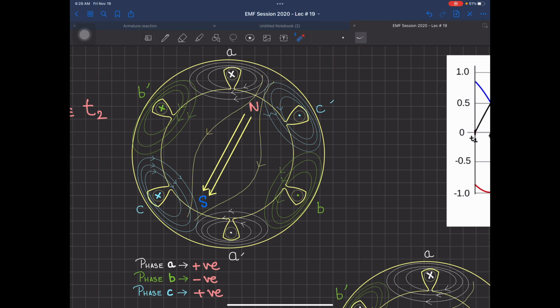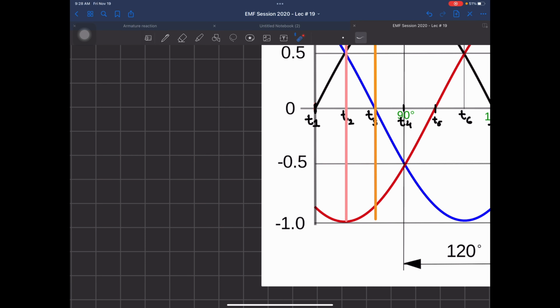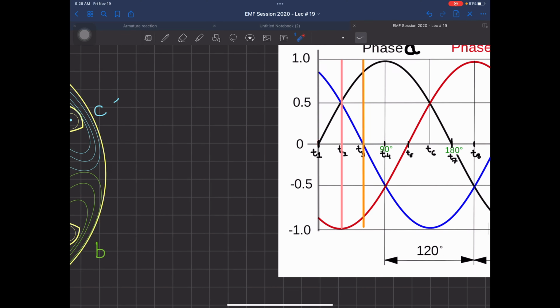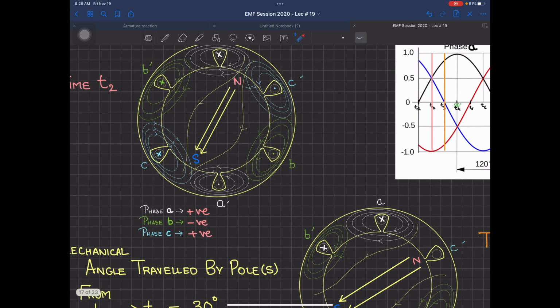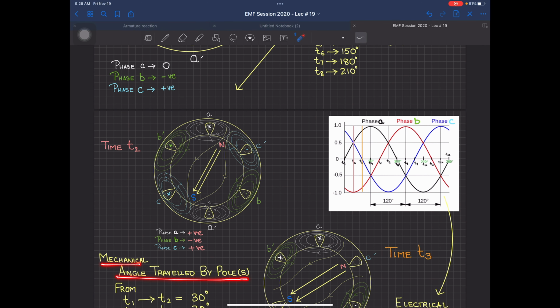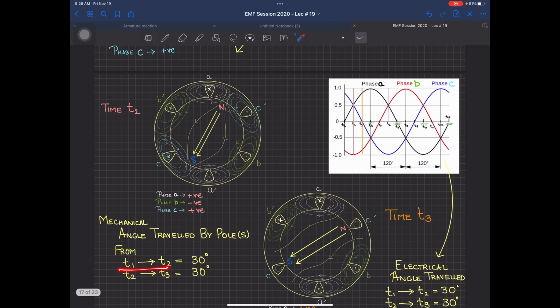Previously, north pole was here. Now it has moved to the center of these two slots. What was the angle between this and this one? 60 degrees. And how much have you traveled over here? You have traveled 30 degrees. And what is the time difference from time t1 to t2? Same diagram, that is 30 degrees electrical angle. This angle is 30 degrees. And since this is a two-pole machine, theta electrical is equal to theta mechanical, as you know already. You can see very clearly that the mechanical angle traveled by the poles from time t1 to t2 is 30 degrees.